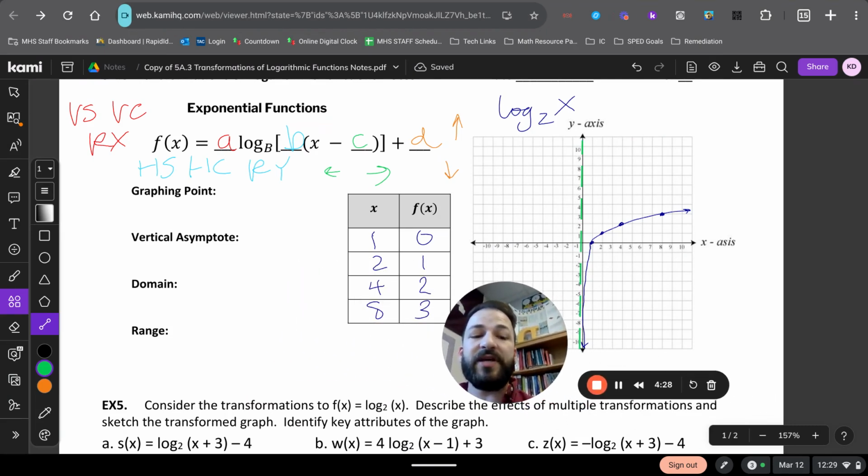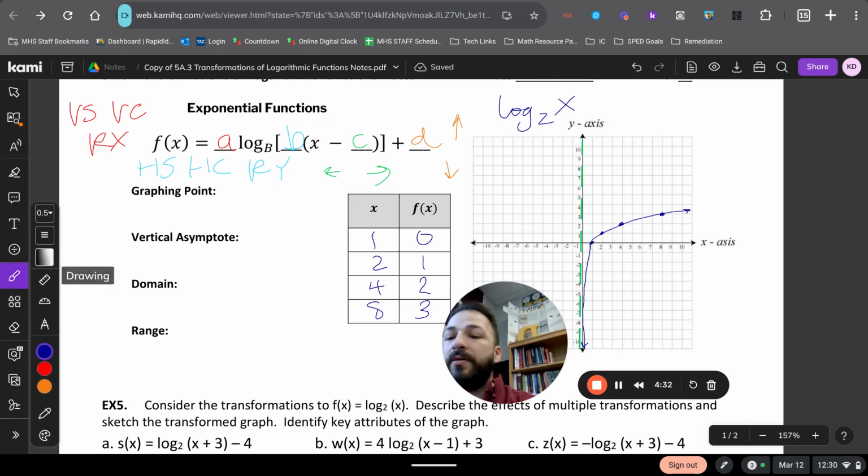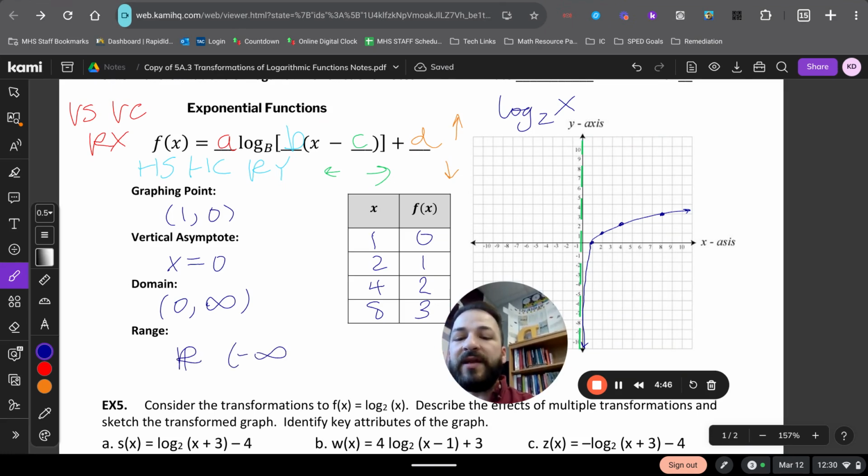So let's talk about some of our key features. Our graphing point is going to be that (1, 0). Our vertical asymptote is x equals 0. Our domain this time is 0 to infinity. And our range is all real numbers, or negative infinity to infinity. So the asymptote became x equals instead of y equals, and our domain and range switched from our inverse function.